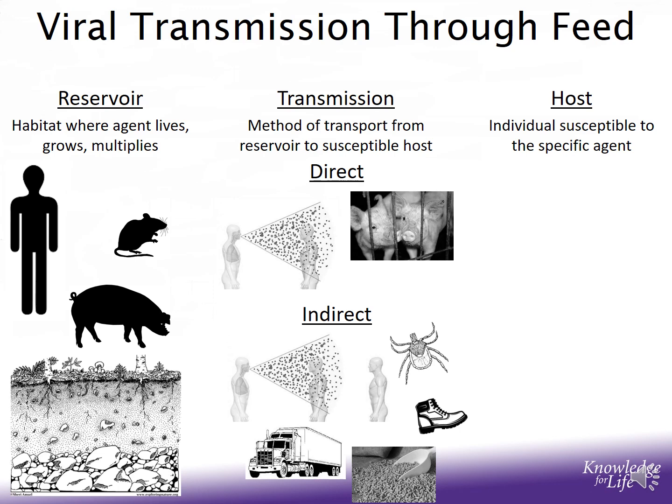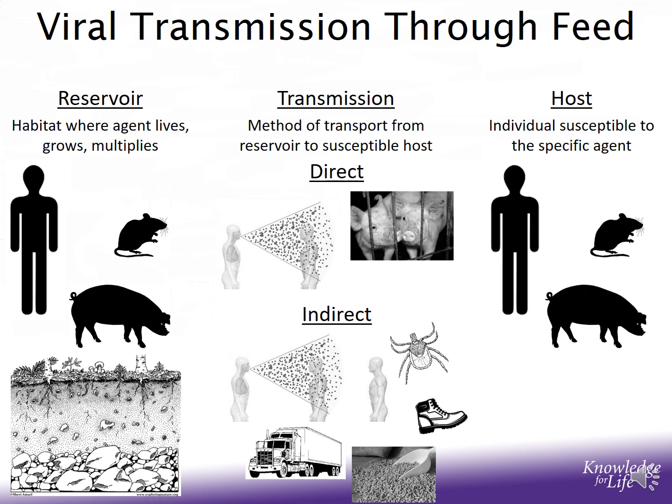Other common indirect vectors of transmission can include things like ticks, such as the case of African swine fever virus, employees' shoes, vehicles, or in this case, as is the subject of this presentation, feed can be an indirect vector of transmission of viruses. This transmission then requires a host, the individual susceptible to the specific agent, which again can include those same humans or animals.